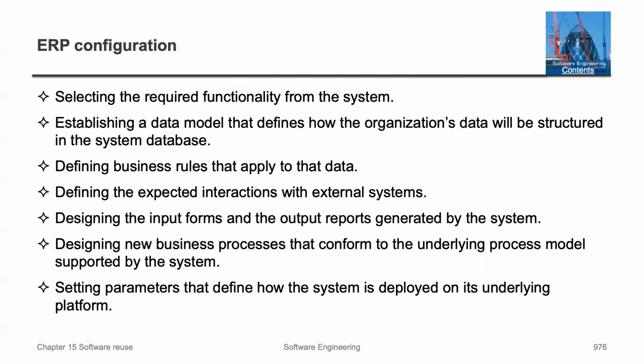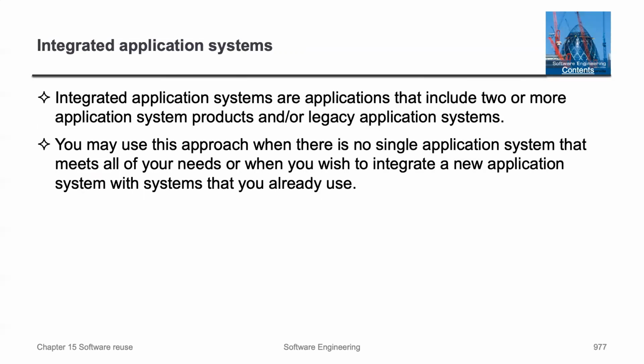For ERP configuration, there's selecting the required functionality from the system, establishing a data model, defining business rules, defining the expected interactions with external systems, designing the input forms and output reports, designing new business processes, and setting parameters that define how the system is deployed on its underlying platforms. And so these are the things that you would have to be dealing with in terms of configuration.